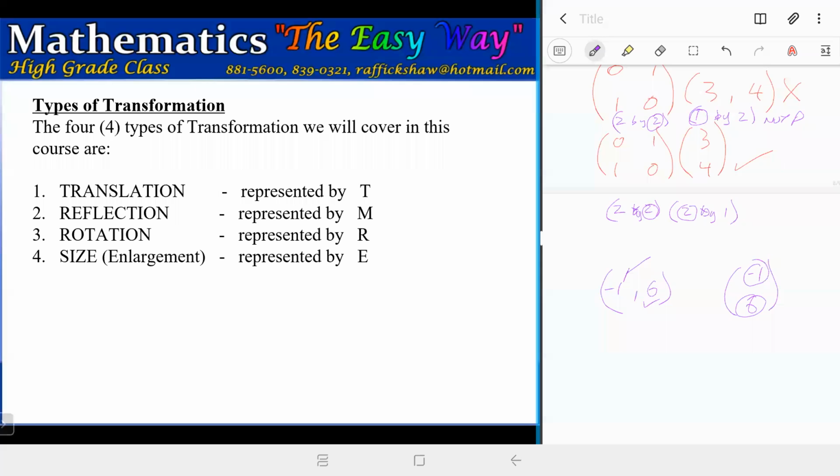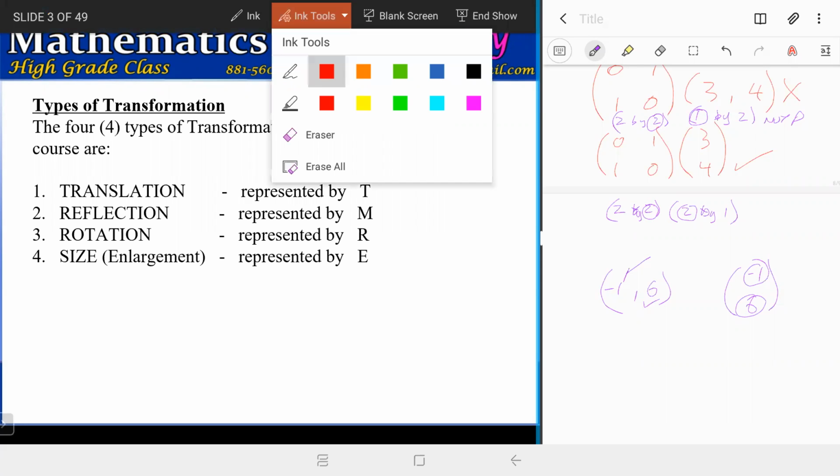So if they ask you to describe a transformation, it must be one of these or a combination of these. It must be one of these or a combination of these. Remember, the one that we're using for the size is really enlargement.